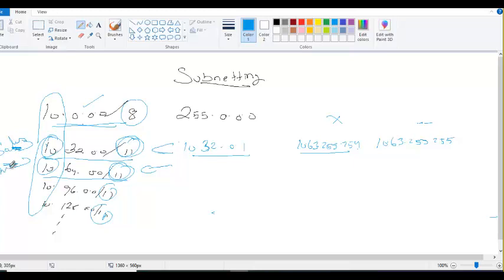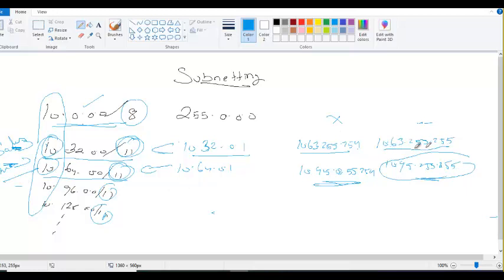Likewise, for production, the IPs start from 10.64.0.1 till 10.95.255.255, and the last is 10.95.255.254. So what I'm coming to show here is you got a separate broadcast address for the production department and a separate broadcast address for the sales department. If you want to send a packet to everyone in sales, you need to use this address to send. This is the broadcast address of the sales department. And this is the broadcast address of the production department.